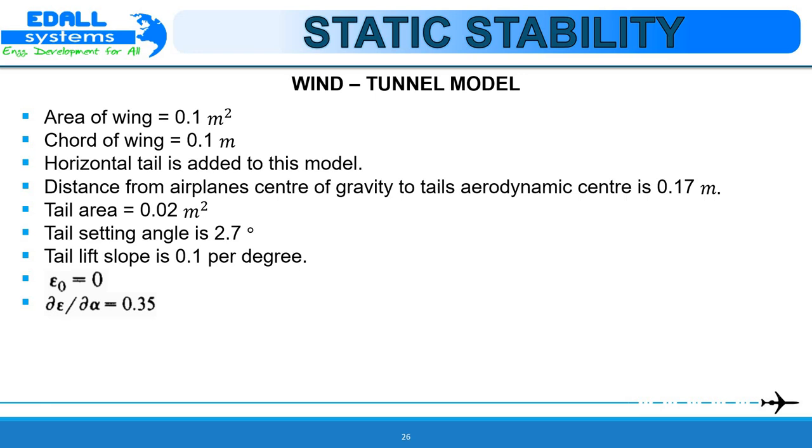Now assume that a horizontal tail is added to this model. The distance from the aeroplane's center of gravity to the tail's aerodynamic center is 0.17 meter. The tail area is 0.02 meter square. The tail setting angle is 2.7 degrees. The tail lift slope is 0.1 per degree. And from the experimental values, the downwash angle when the wing-body combination is at zero lift is equal to 0, and the change in downwash angle with respect to the angle of attack is 0.35. With this data, we will be calculating different values for the aeroplane model.